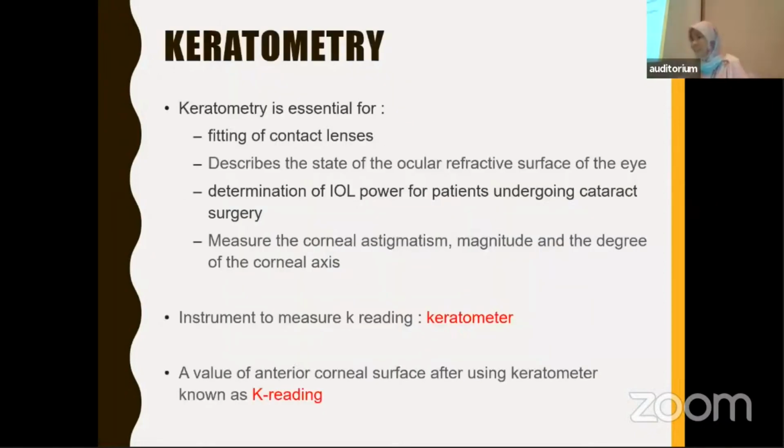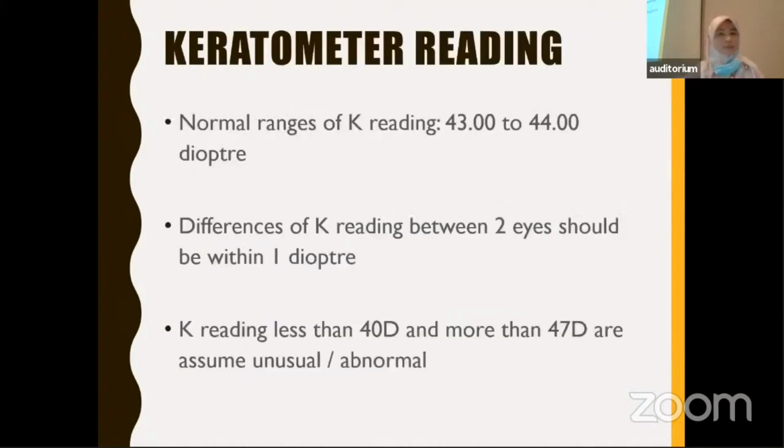Okay, last, keratometer. Keratometer is essential in biometry, in IOL calculation. Normal range of K reading is 42 to 44. Difference of K reading between two eyes should be within one diopter. And K reading less than 40 diopter or more than 47 is assumed unusual or abnormal. So we have to repeat and check it.